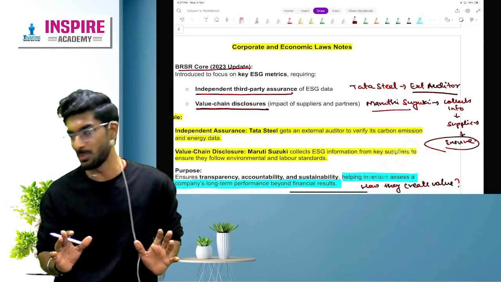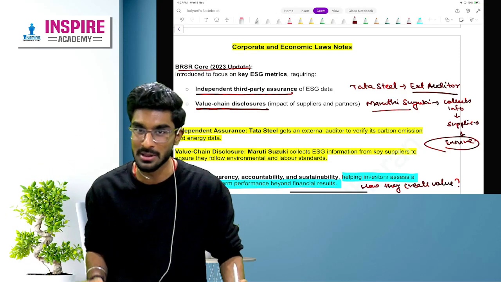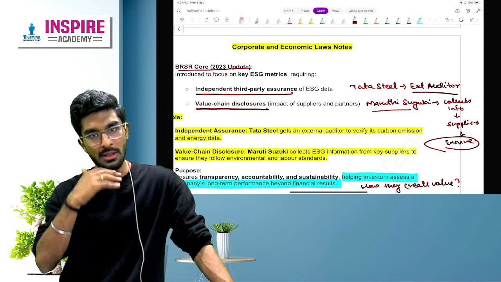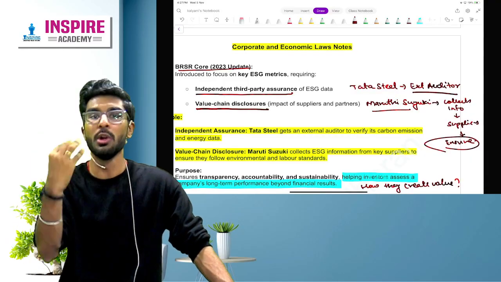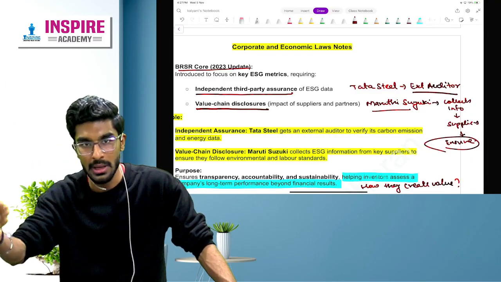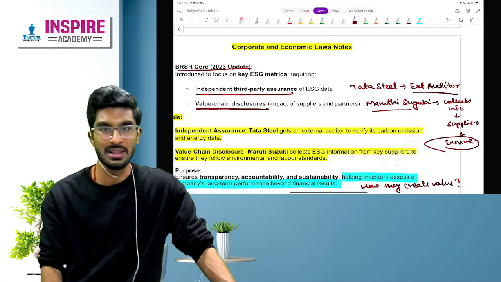Everyone is responsible. People, imagine a world where every single company is following these 9 principles. I'm going to tell you what the 9 principles are. The world would be a very different world. It's going to be a beautiful world if all the companies follow these 9 principles. So the starting is BRSR reporting.